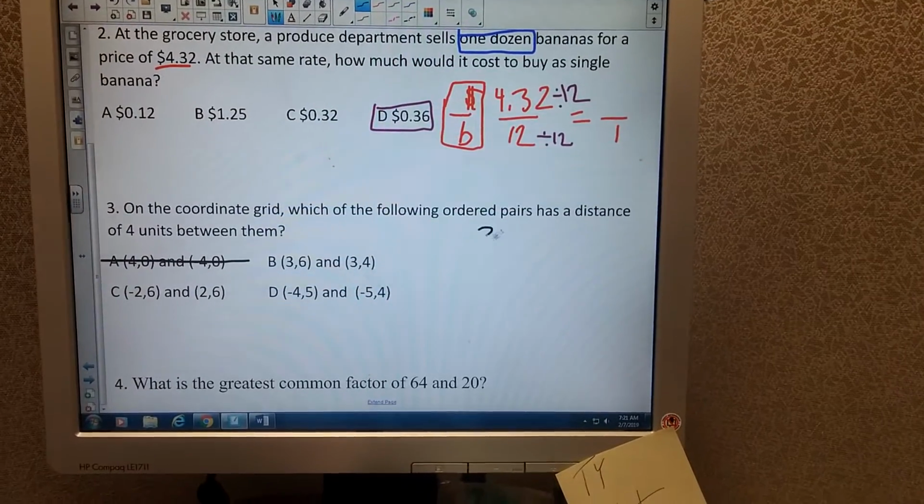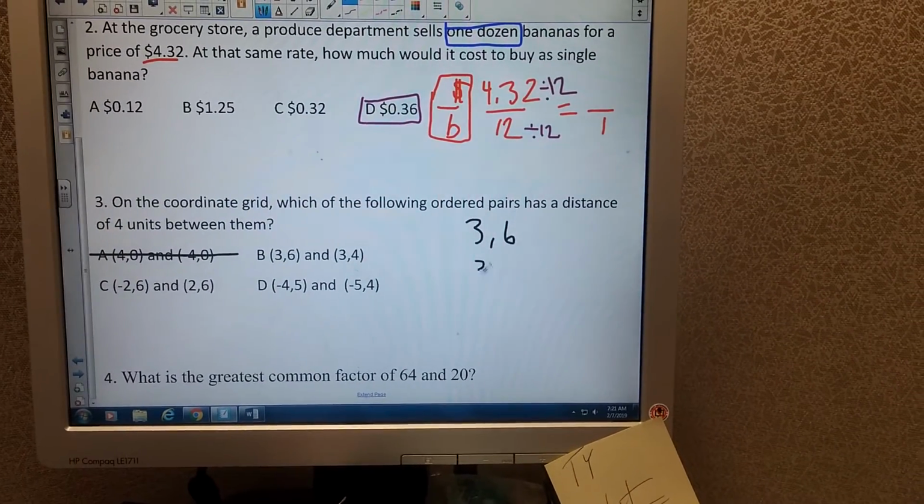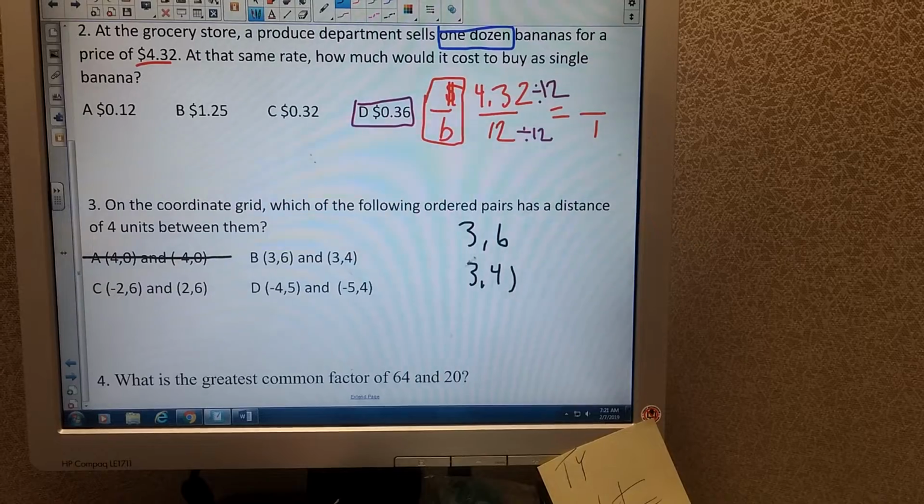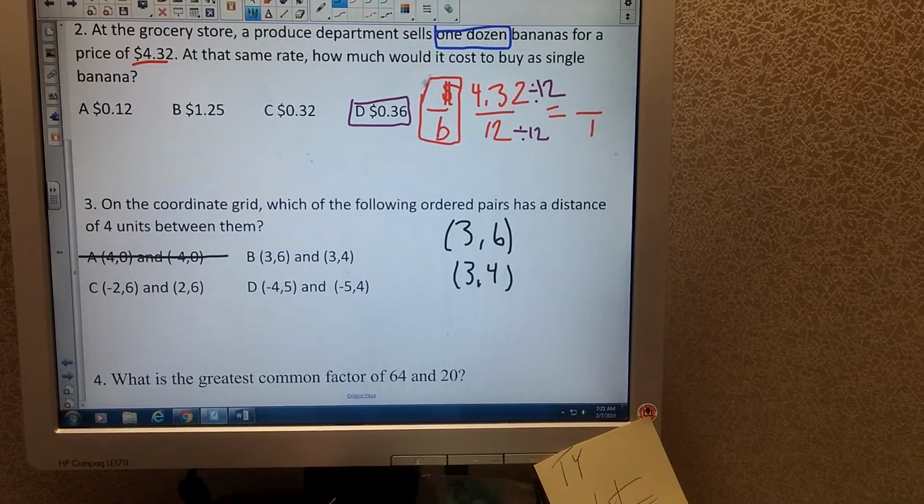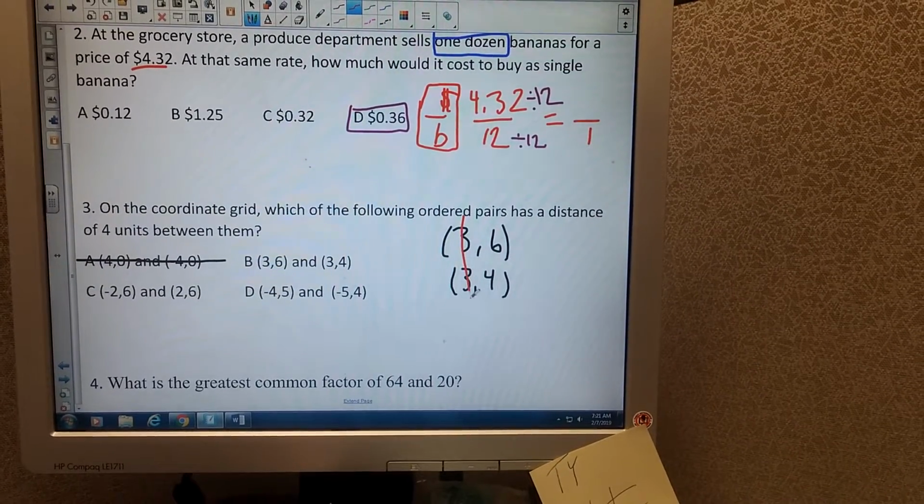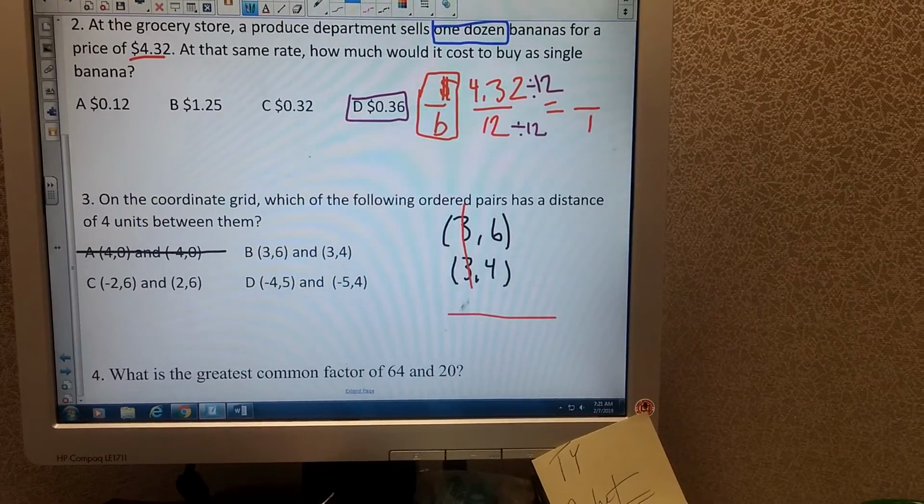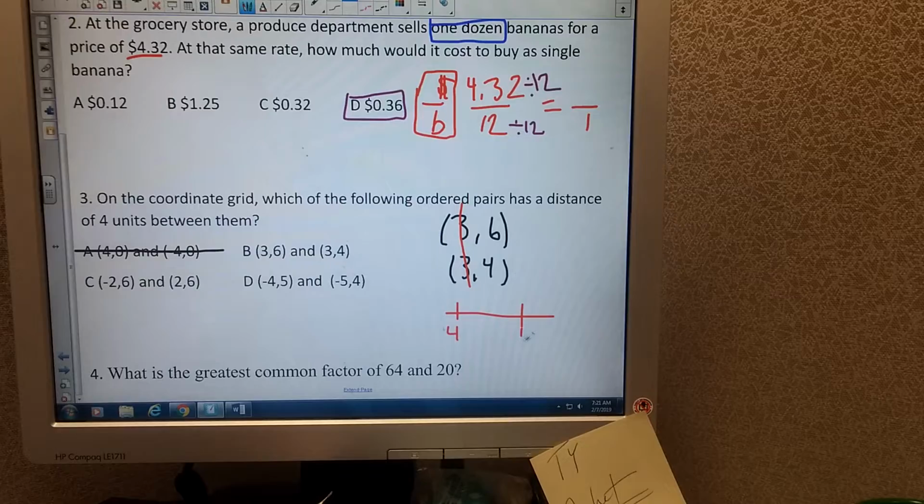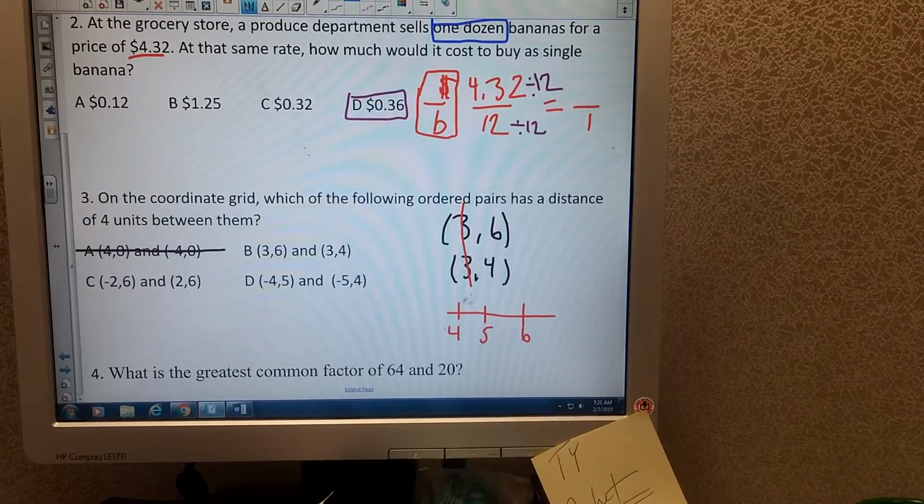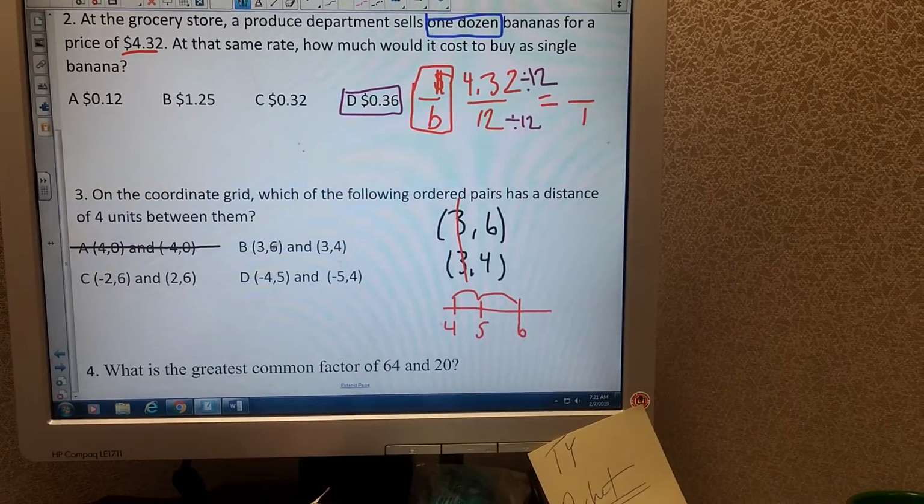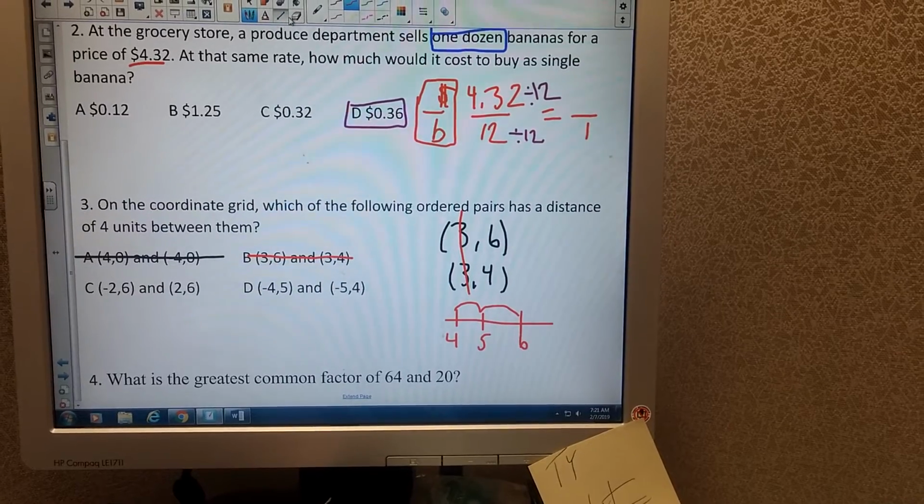Answer choice B is (3, 6) and (3, 4). Again, we look at the x and y points. Well, our x coordinates are the same. That will not help us. 4 and 6, those are only 2 units apart on the number line. Here's 4. Here's 6. The only thing in between them is 5. To go from 4 to 6 is only 2 units. That is also an incorrect answer.